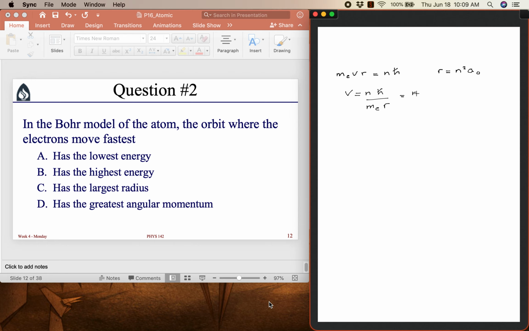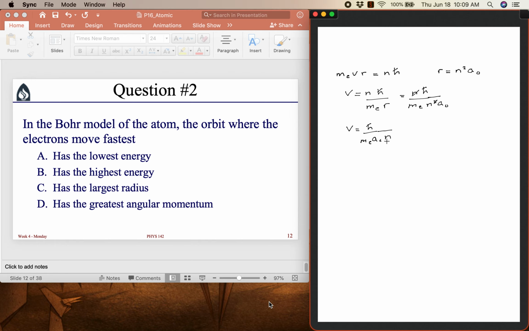So if we do that, we have n times h bar over mass of the electron times r, which is the same as n squared a naught. And a naught is also a constant. So we have an n in the numerator and n squared in the denominator, so we can cancel out this n with one of these. And so the velocity is then going to be h bar over mass of the electron times a naught, these are all constants, times n.